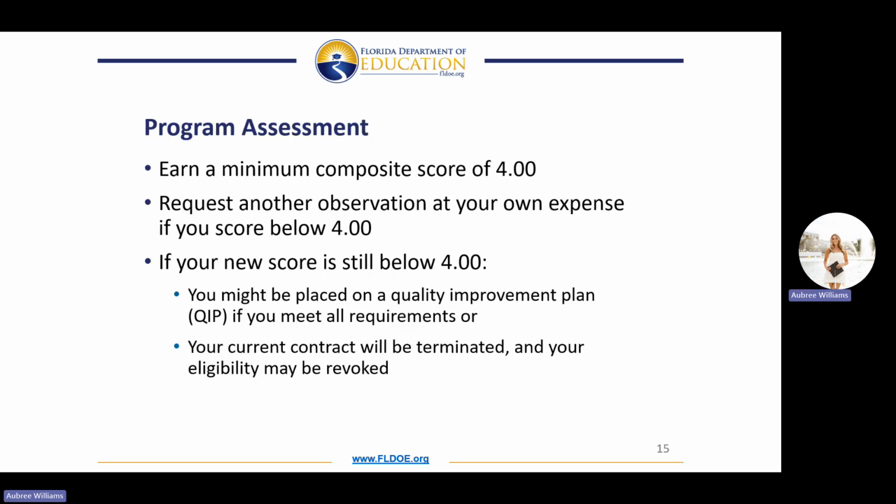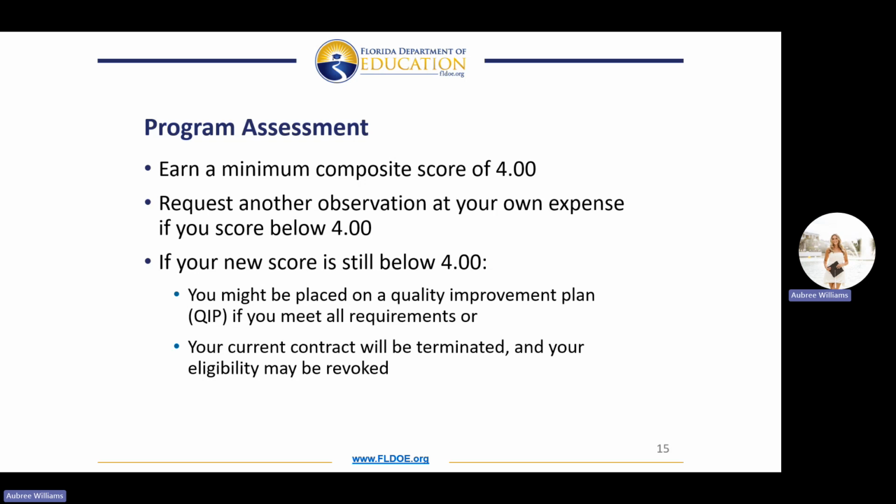Program assessment. Earn a minimum composite score of 4.0. Request another observation at your own expense if you score below 4.0. If your new score is still below 4.0, you might be placed on a Quality Improvement Plan, QIP, if you meet all requirements, or your current contract will be terminated and your eligibility may be revoked.